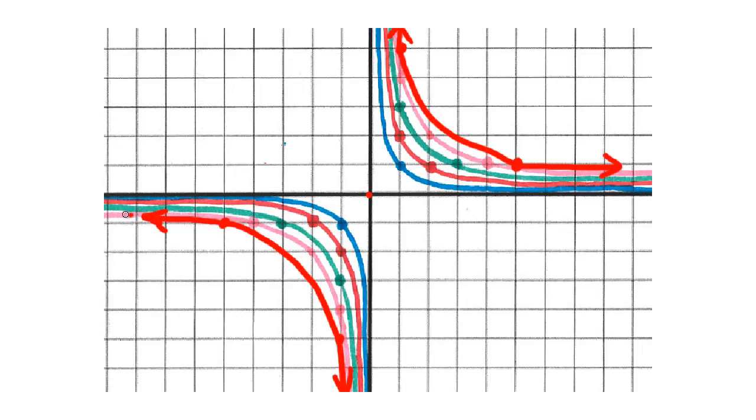Okay, so we're getting closer and closer to the asymptote, but we won't ever cross them. Our asymptote is actually right on the axes, the x-axis and the y-axis. Goes through 0, 0.